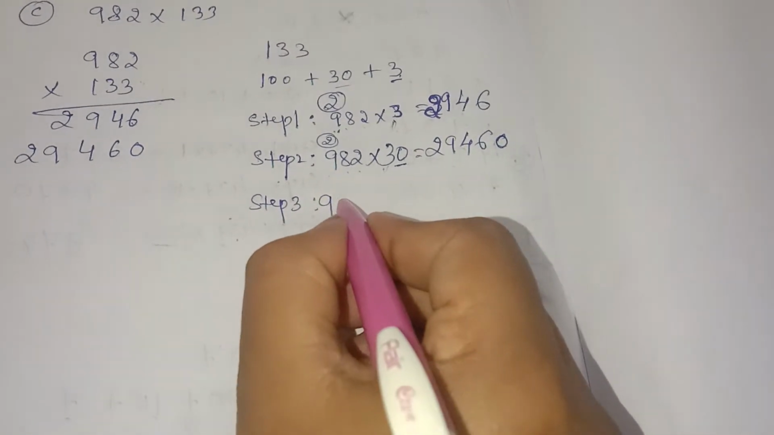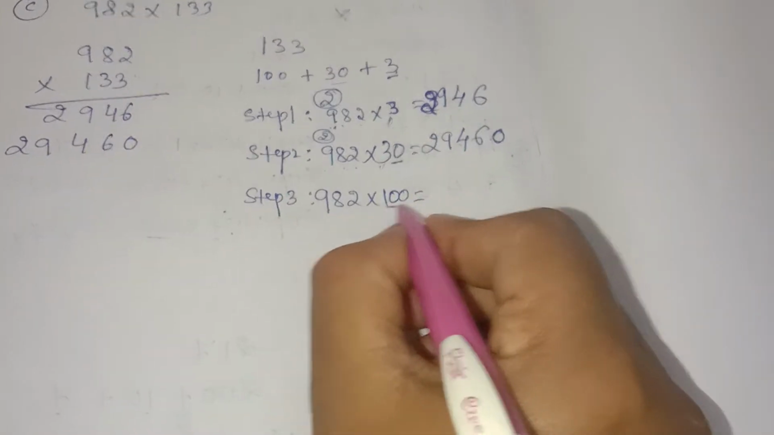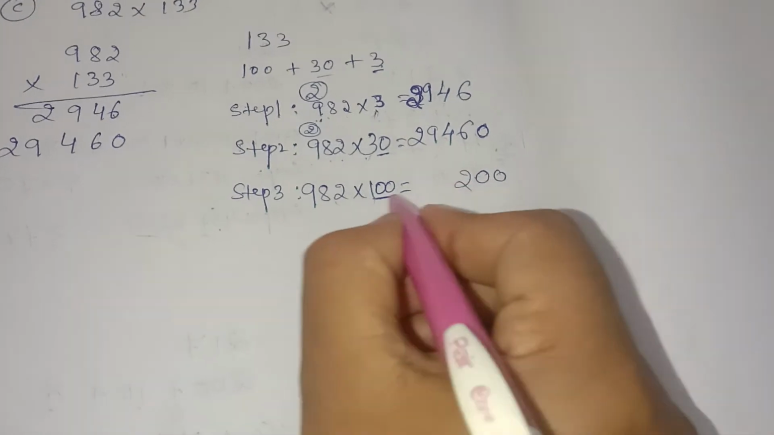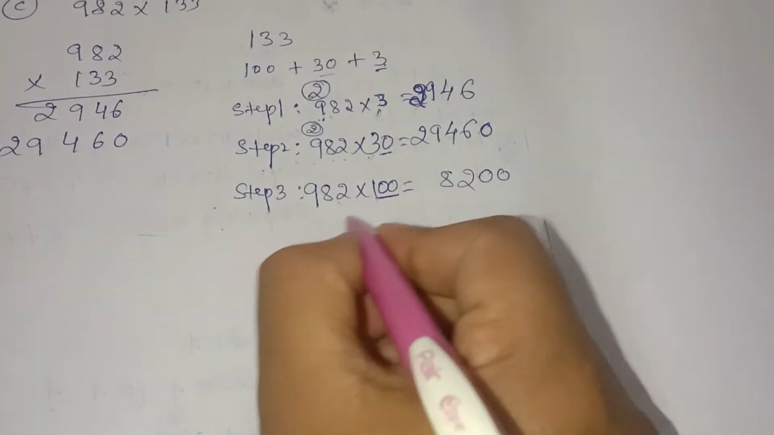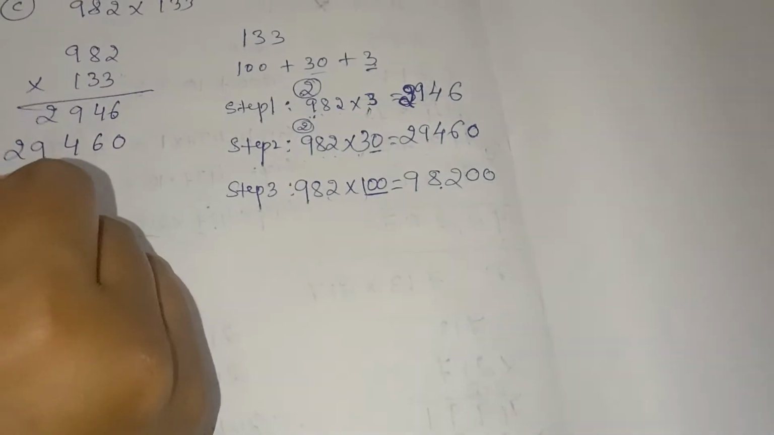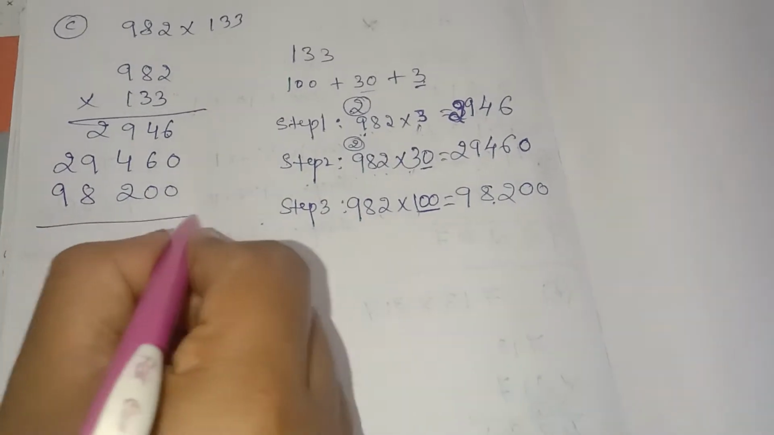Now step 3. 982 into 100. 2 zeros. Put 2 zeros. 1 2s are 2. 1 8s are 8. 1 9s are 9. I got 98,200 in a step 3.